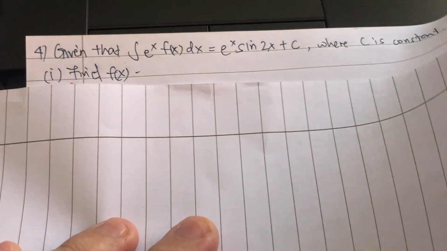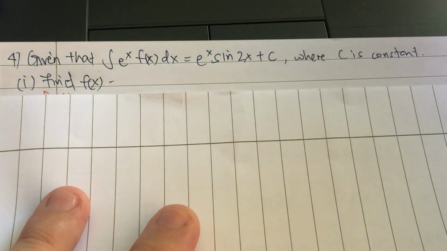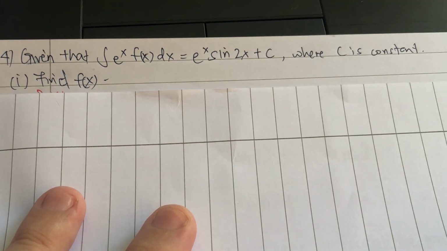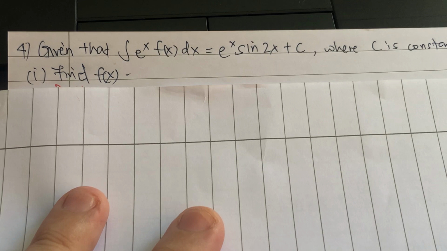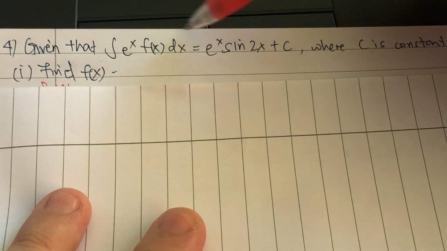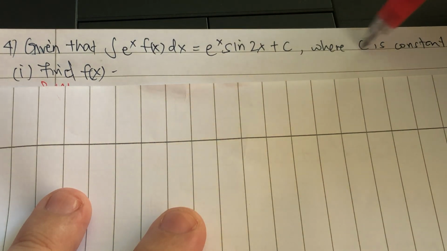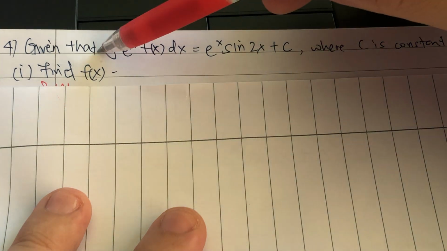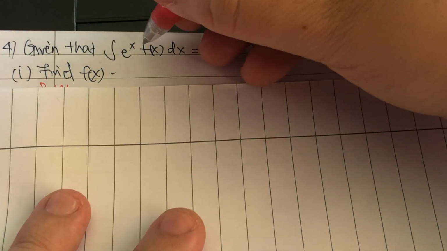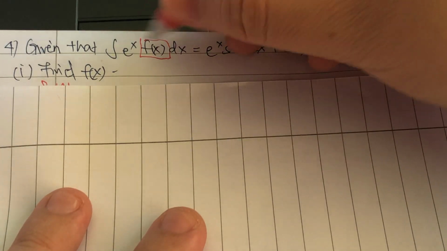You have another, and some of you will find this very scary looking. No big deal. You must be fearless when you see any maths or science or whatever humanities questions. Given that you integrate this whole thing, they are trying to tell you that the answer is this plus a constant. So they want you to now find f(x). f(x) is hidden inside this integral sign.